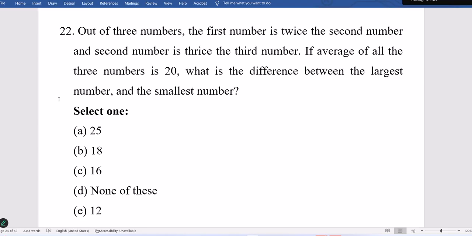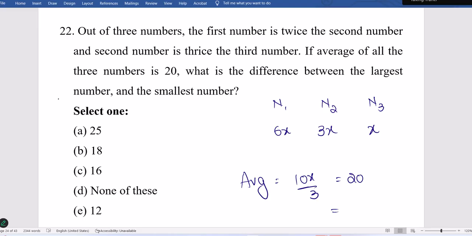First number is twice the second number, which is thrice the third number. If the third number is x, the second number will be 3x. The first number is twice this, which is 6x. So now the average is 10x divided by 3, which is equal to 20. So x is equal to 6. The difference between the larger and smaller is 5x, which should be your answer.